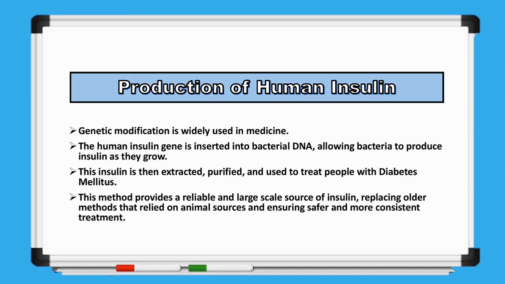Now, in the production of human insulin, genetic modification is used in medicine to solve an important problem. The gene responsible for producing human insulin is taken from a human cell and inserted into bacterial DNA. Once this gene is inside the bacterium, it provides instructions for making insulin, which is the hormone that controls blood glucose levels. After the gene is successfully inserted, the bacteria begin to use it and start producing human insulin as they grow.